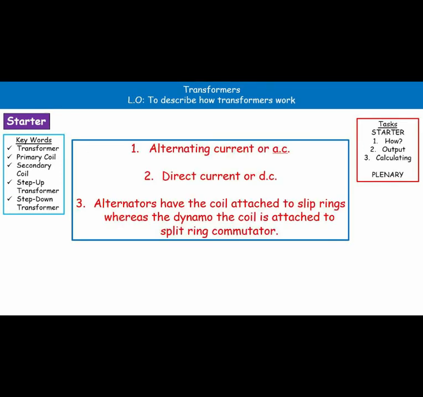Let's check these answers then. For question 1, the type of current that we're going to make in an alternator is an alternating current, or AC. So give yourself a tick if you got either of those phrases. The second one, in our dynamo, would be direct current, or DC, tick for that one. And when we're looking at the difference between their structures, alternators have the coil attached onto slip rings, whereas the dynamo, the coil is attached to a split ring commutator. So if you got that right, give yourself a tick. Add up your score, give yourself a mark out of 3. And obviously you can let me know in the chat window how you did as well.